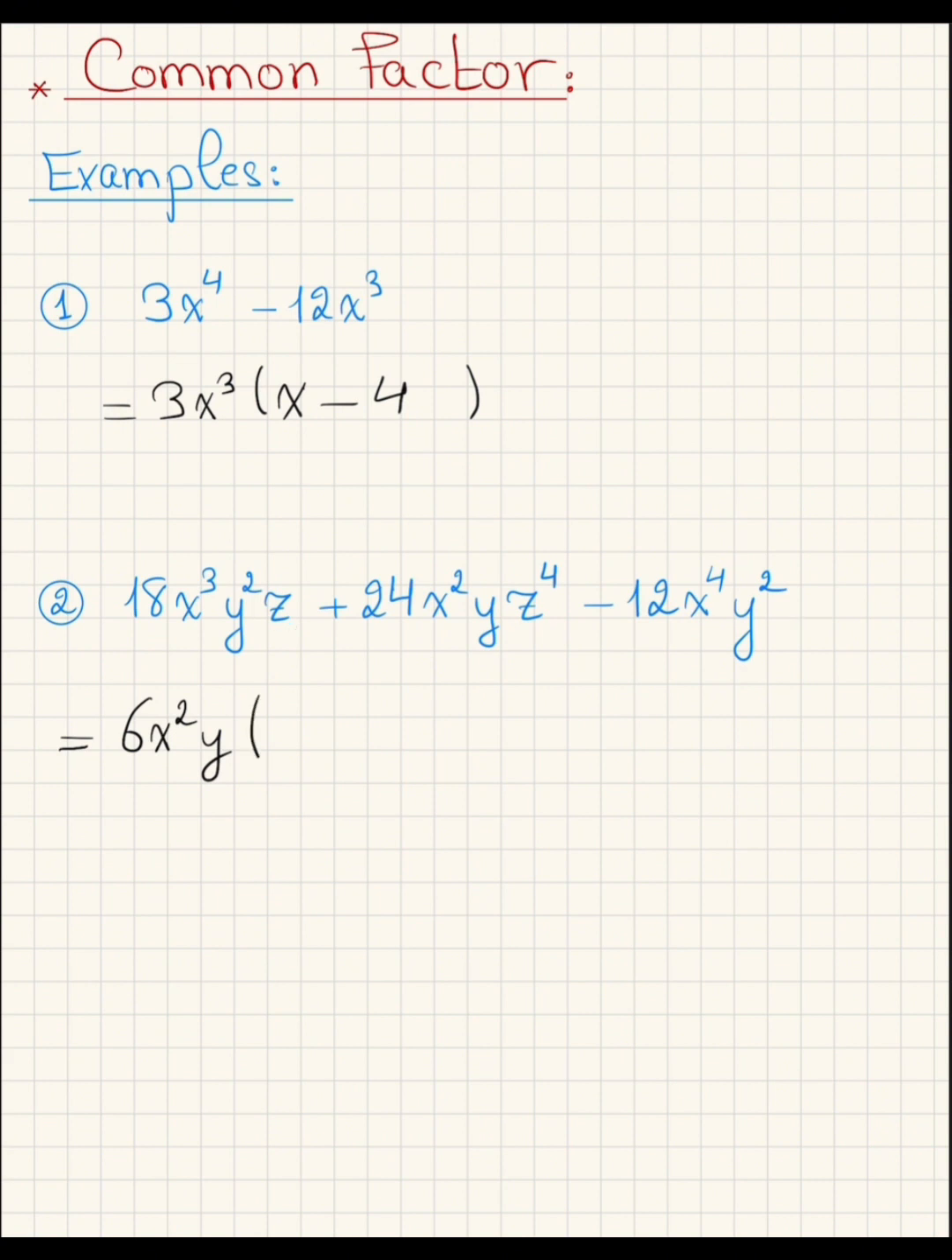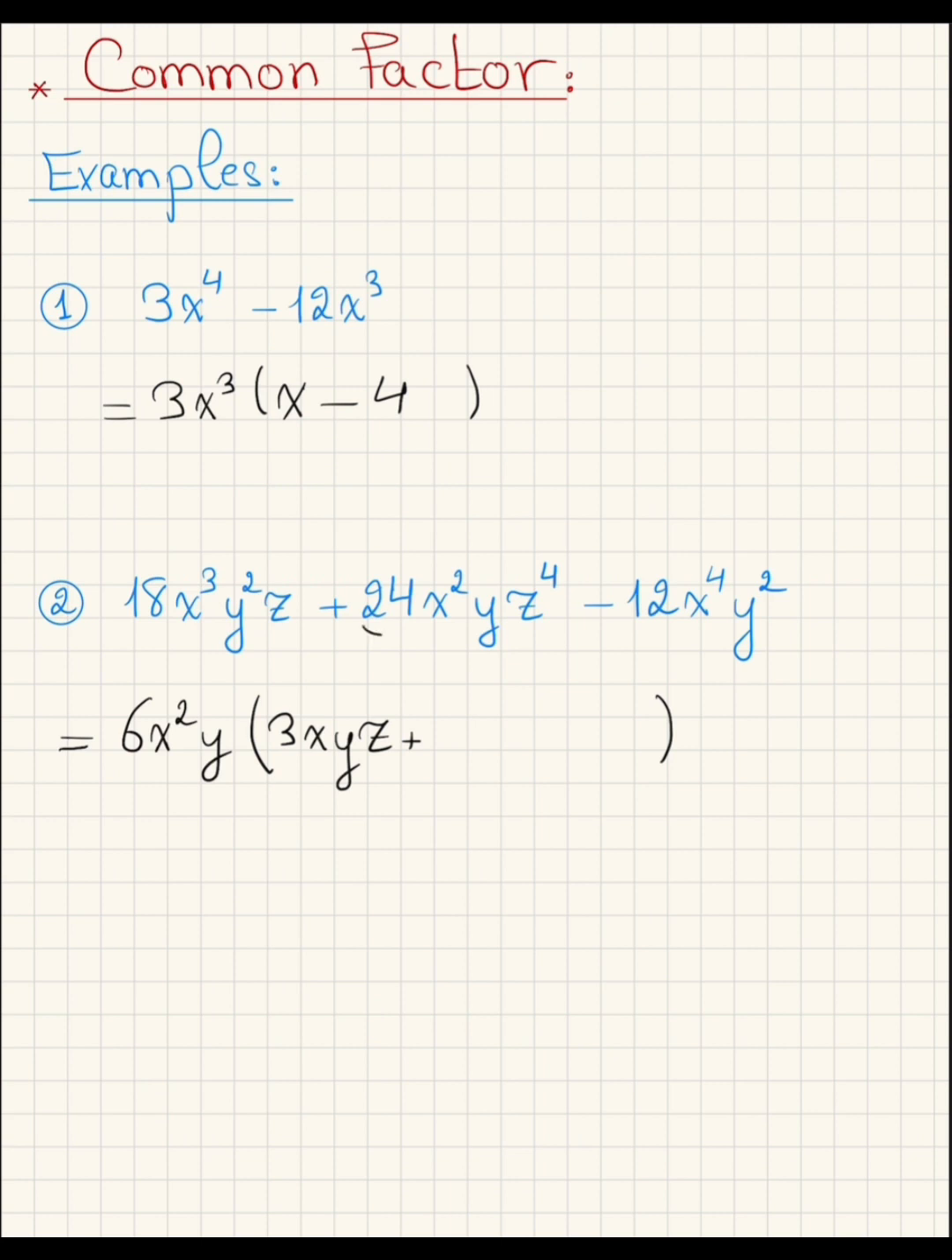Now we move on to the next step, and we just write the remaining terms inside the parentheses. So we have 18 divided by 6, that is 3. X to the power of 3 divided by x to the power of 2, that's x to the power of 3 minus 2, which is 1. Y to the power of 2 divided by y to the power of 1, that is y. And z remains as is because there is no z in the common factor.